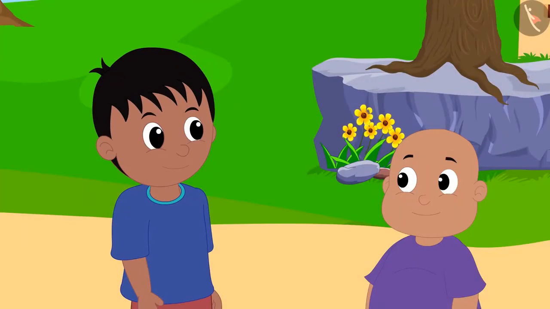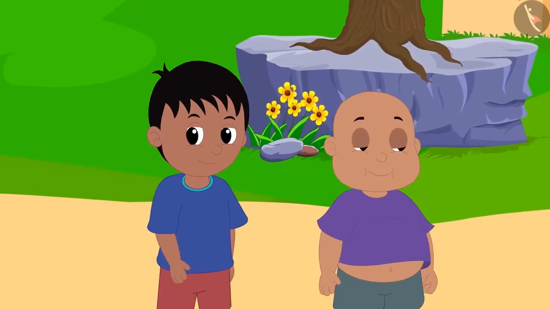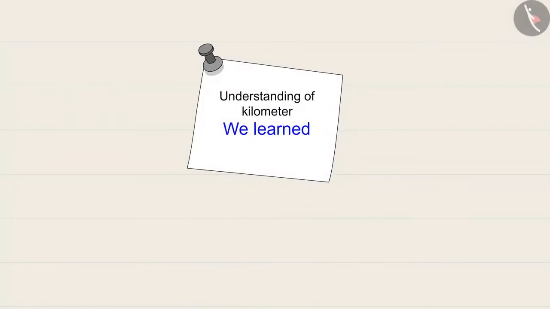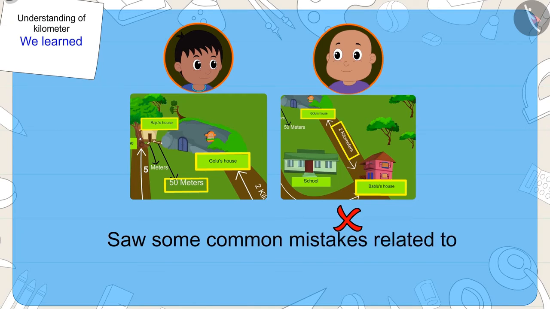Bablu finally understood Raju and both of them went to play at Chanda's house. Kids, in this video, we saw some common mistakes related to measuring distances in kilometers.